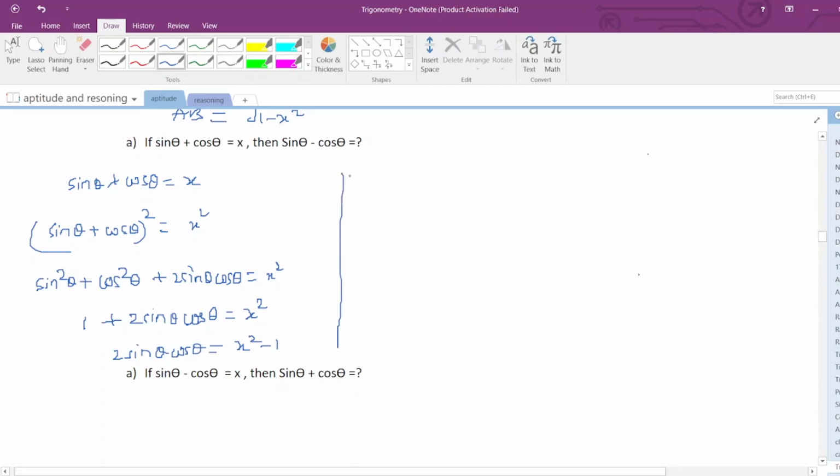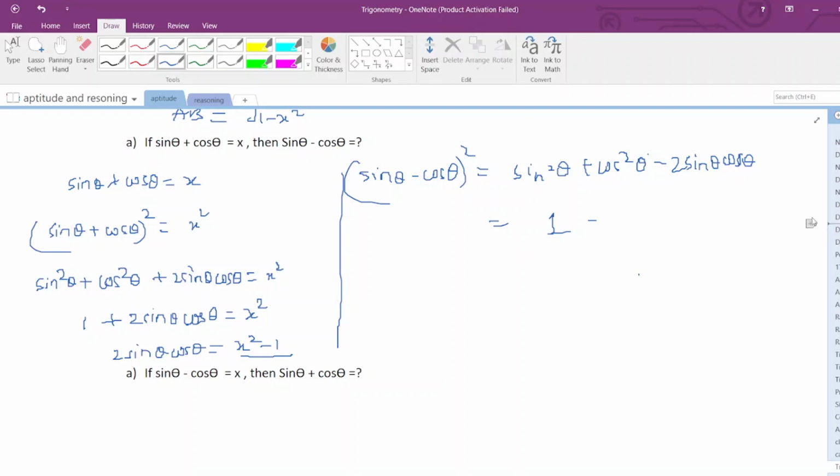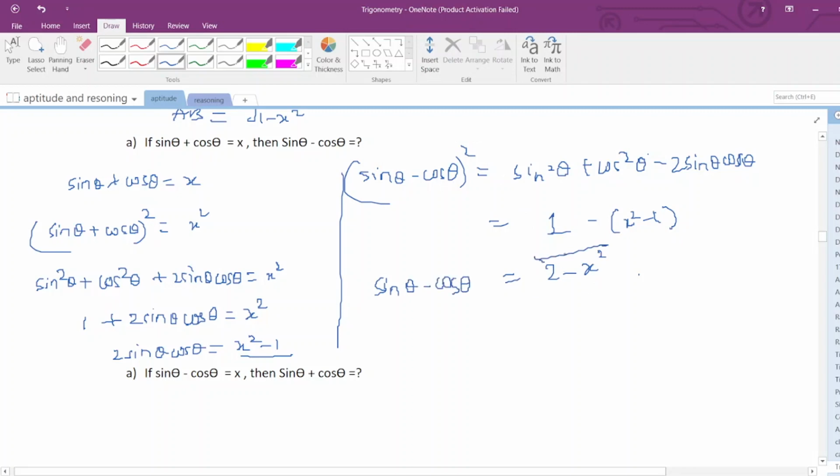Now see what they are asking: sin theta minus cos theta. So square this, do the squaring. a minus b whole square is a square plus b square minus 2ab, right? Minus 2 sin theta cos theta. So a square plus b square, by the first identity, I can write 1 minus 2 sin theta cos theta. Can I substitute 2 sin theta cos theta, this one, x square minus 1? So I'm substituting x square minus 1. So here I'll get 2 minus x square. So if you send the square to the other side, I'll get sin theta minus cos theta, so I'll get the root here, right?